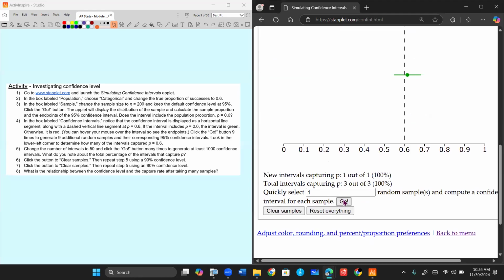1, 2, 3, 4, 5, 6, 7, 8, 9. You'll notice that in this case, all of my intervals, you can see the total intervals capturing the population proportion was 100%. Now I can quickly select a bunch of intervals. So I'm going to change that to 50 and I'm going to hit go.